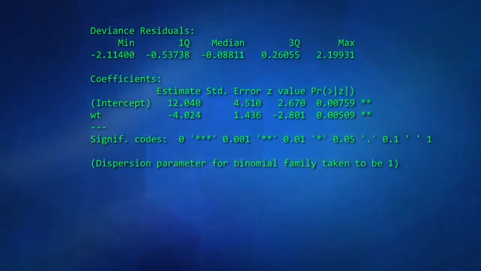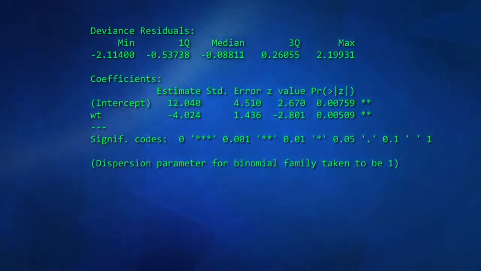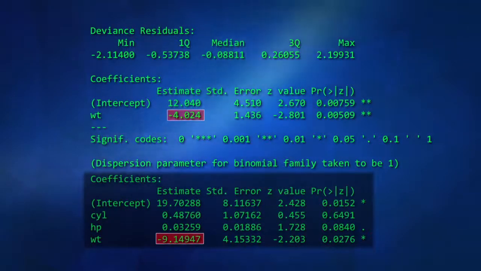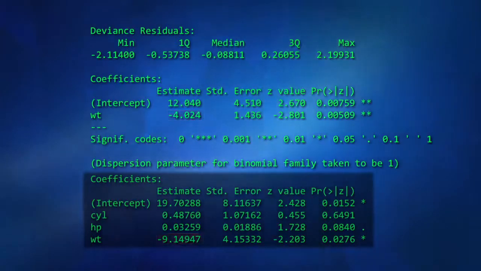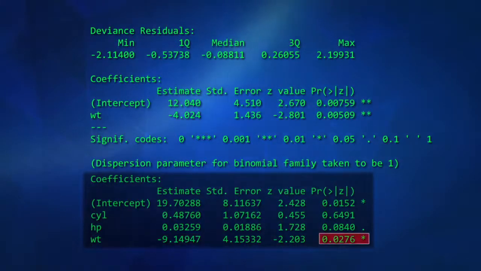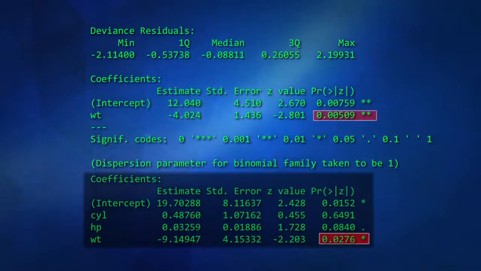All right, here's our output. Notice our estimate for weight actually changed from around -9 to -4. And the p-value decreased, so that means weight became even more significant. It went from 0.027 to now 0.005.